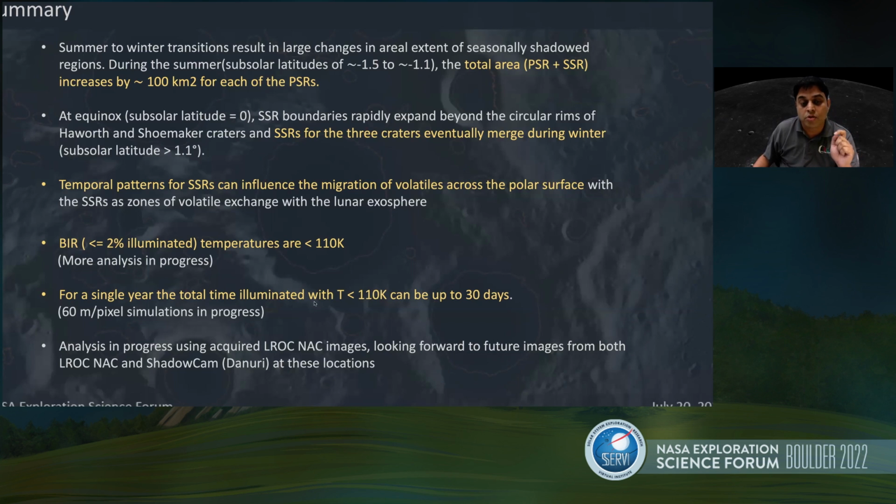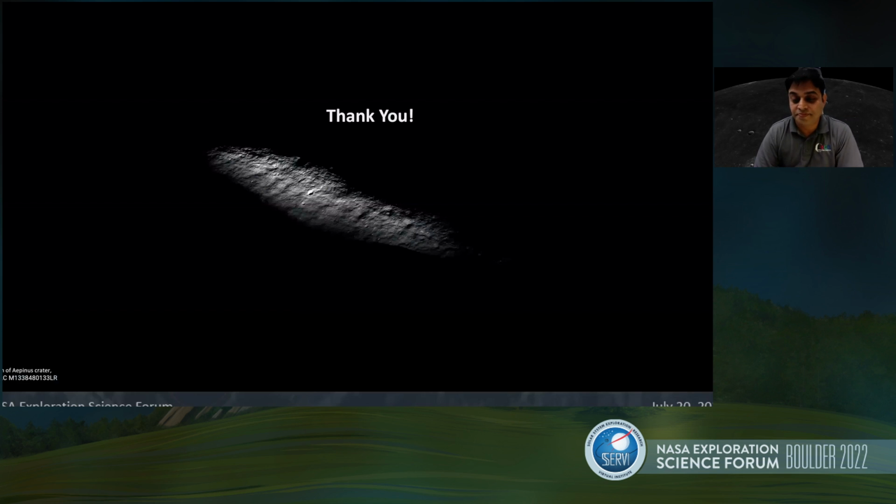For a single year, the total illumination time with temperature less than 110 K can be up to 30 days, but we think that if we put a margin around 5 days, we should be able to get temperatures definitely within that range. And we have more analysis in progress with the already acquired LROC NAC images, and we're looking forward to future images from both the LRO Narrow Angle Camera and ShadowCam on the Danuri mission at these locations. That's it. Thank you.